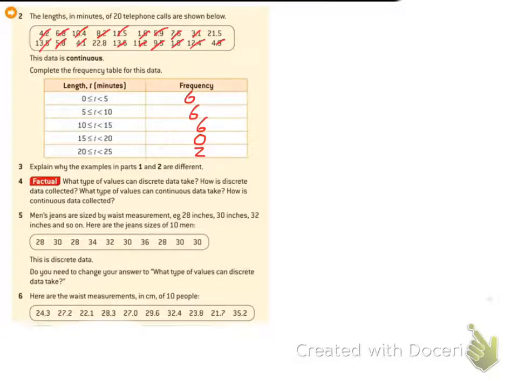So why are they different between parts 1 and 2? This one has grouped data, so I am making the same frequency table, but my lists are not as discrete. They're not just this many of this number. Now we're talking about ranges of inputs. Then how many do we have? That's our difference. So question, what type of values can discrete data take?